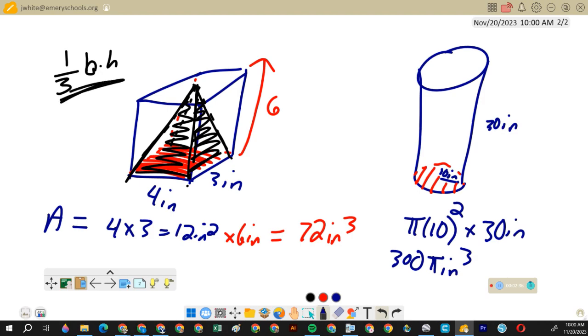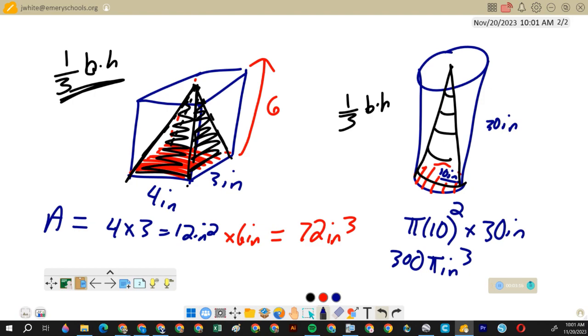Well, what if I had a cone? How big is that cone? It turns out it is exactly 1/3 base times height. So the volume for a pyramid and the volume of a cone are exactly the same: 1/3 base times height. So if you have a three-dimensional figure and you create a pyramid or a cone inside of it, that pyramid or cone is 1/3 of the entire volume.